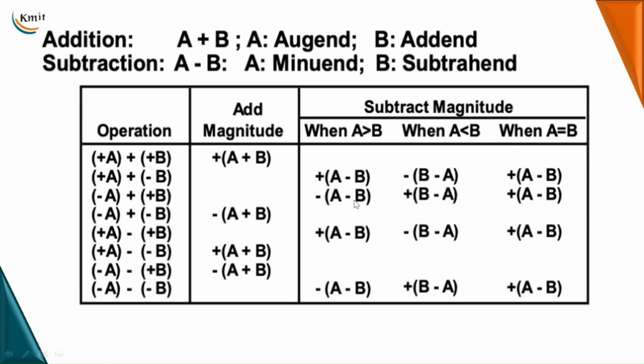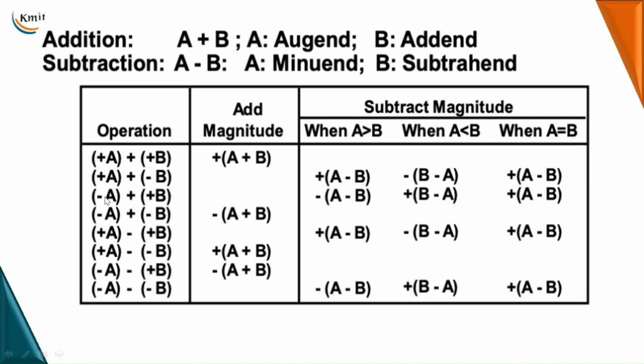And there is another case: if these two conditions are not true, then we will check for the third one. If A is equal to B, both A and B having the same value, then you have to perform A minus B. And when you're performing a subtraction with two equal operands, you need to have a positive 0. So the resultant sign will be plus.